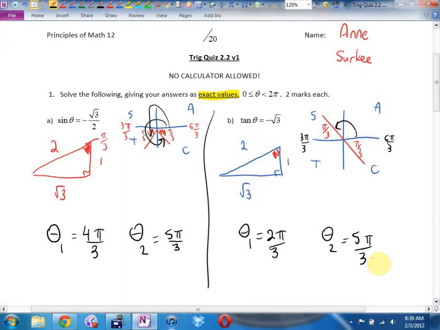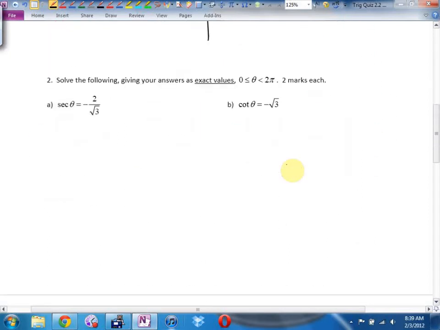Did I mention how I'd mark this one? I'd probably do this one the same way. Okay. Now they gave me reciprocals.